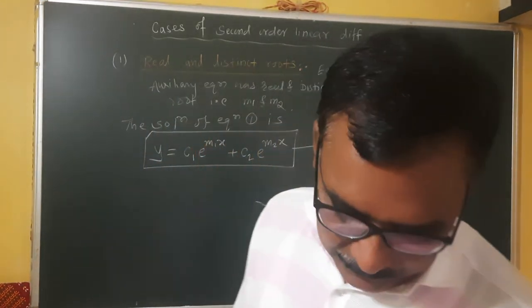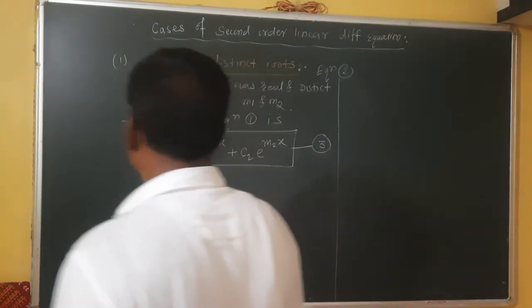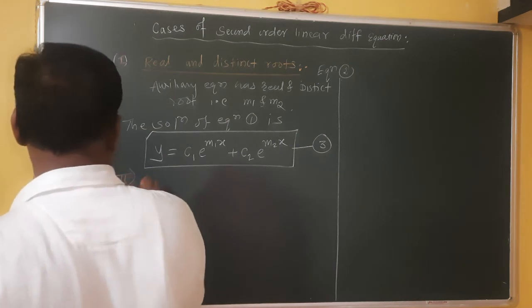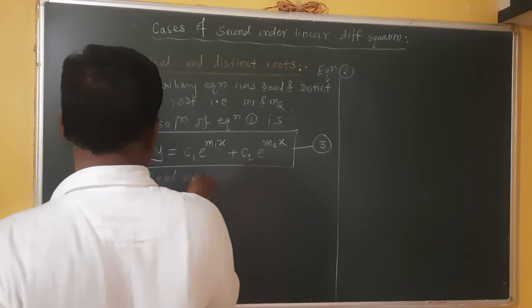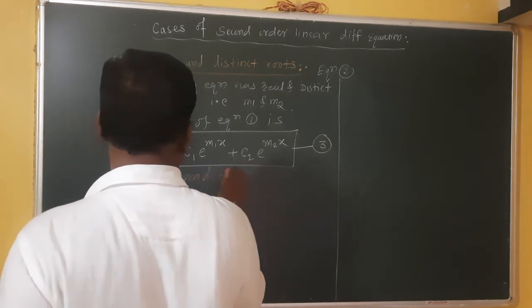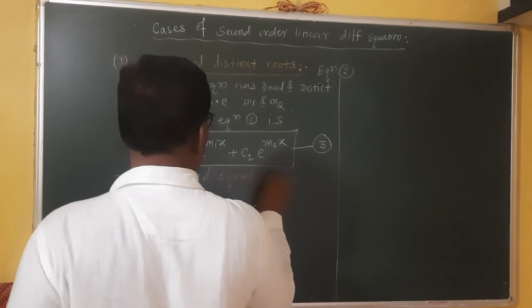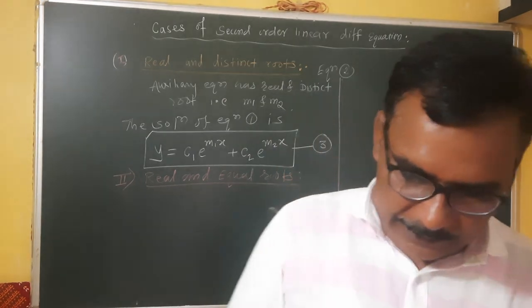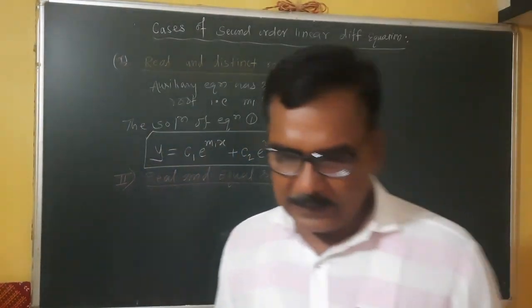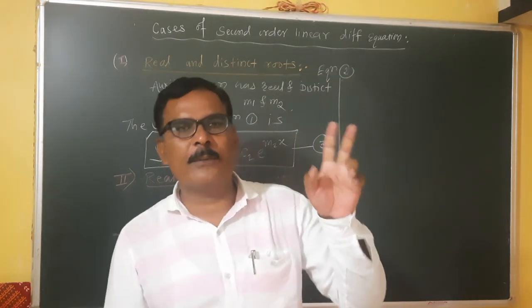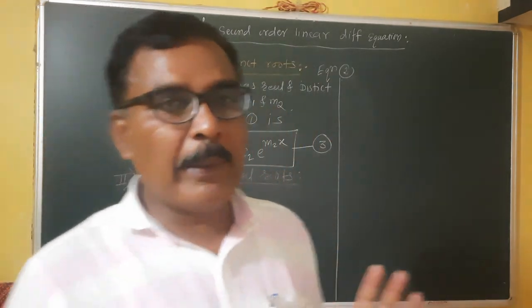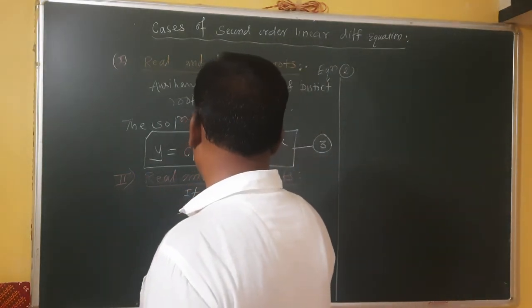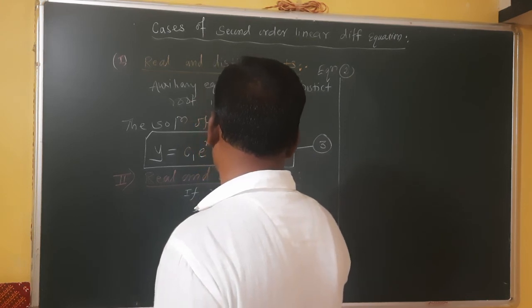Then second is we have to consider real and equal roots. This is case number 2, and the previous was case number 1. When the auxiliary equation has two roots m1 and m2, but they are real and equal, that is, m1 equals m2 equals m.